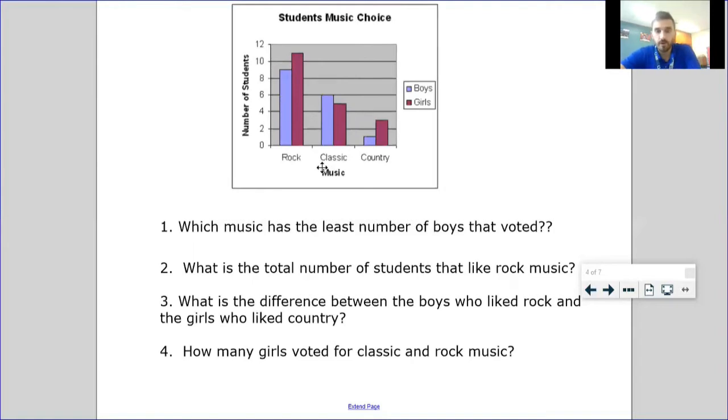So see if you can figure out number 1. Which music has the least number of boys that voted?